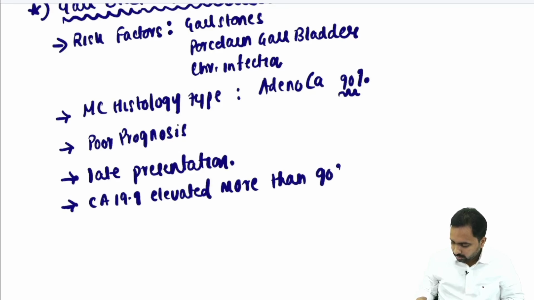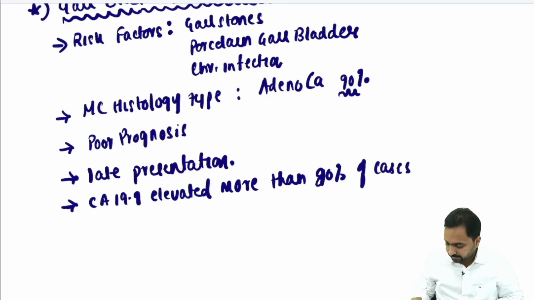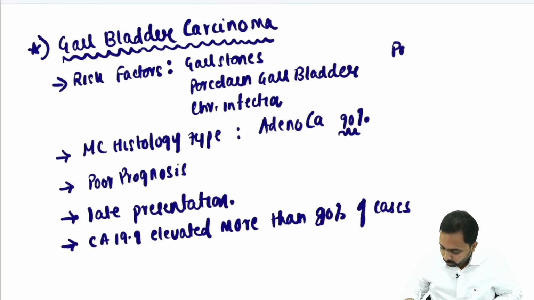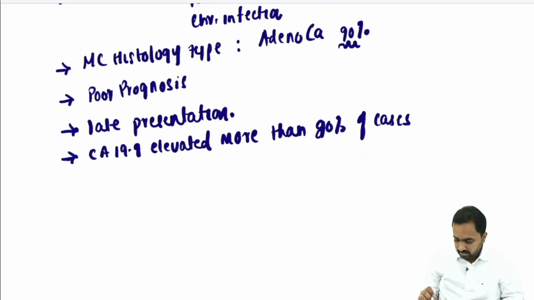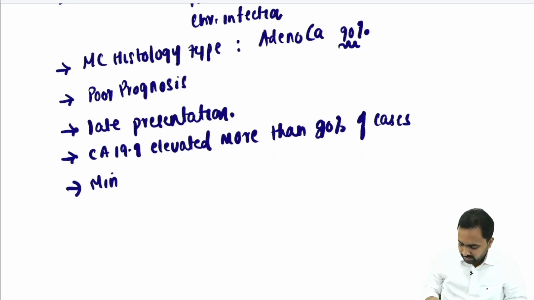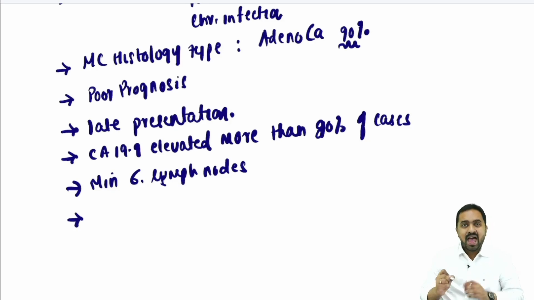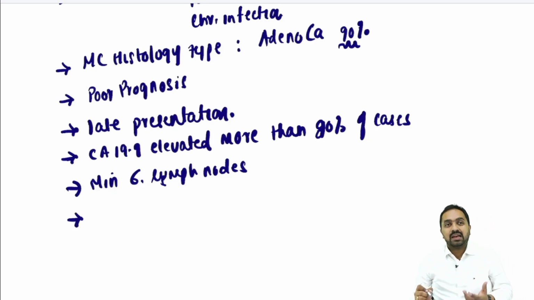Then 80 to 90% of cases. The risk factors also: polyp of size more than 1 centimeter is a risk factor, which we have discussed in cholecystitis, where we discussed the gallbladder polyp, right? So a minimum of 6 lymph nodes need to be removed during surgery, right?